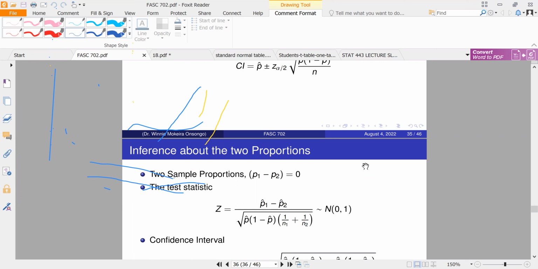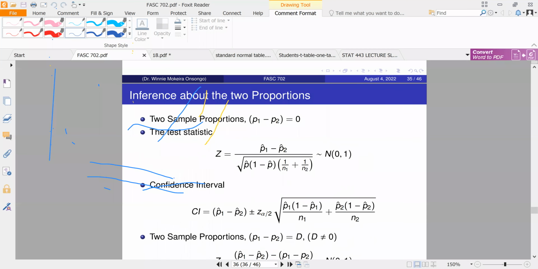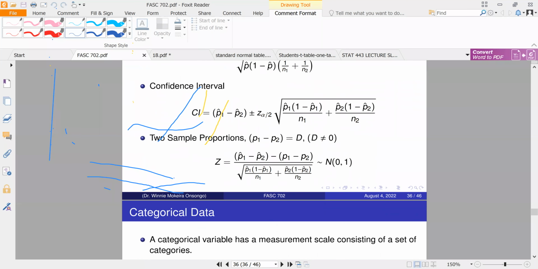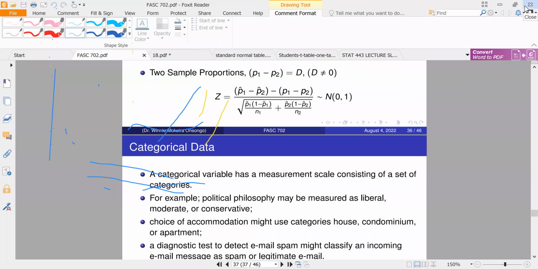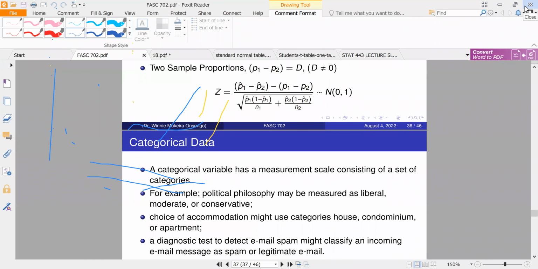Now, I think it's already 3:30. I think we'll go for a 10-minute break, and then we come back and finish. Hopefully we finish up on what is remaining on categorical data. I hope that is okay. So please take a 10-minute break, and then we'll be back for the remaining section on categorical data.